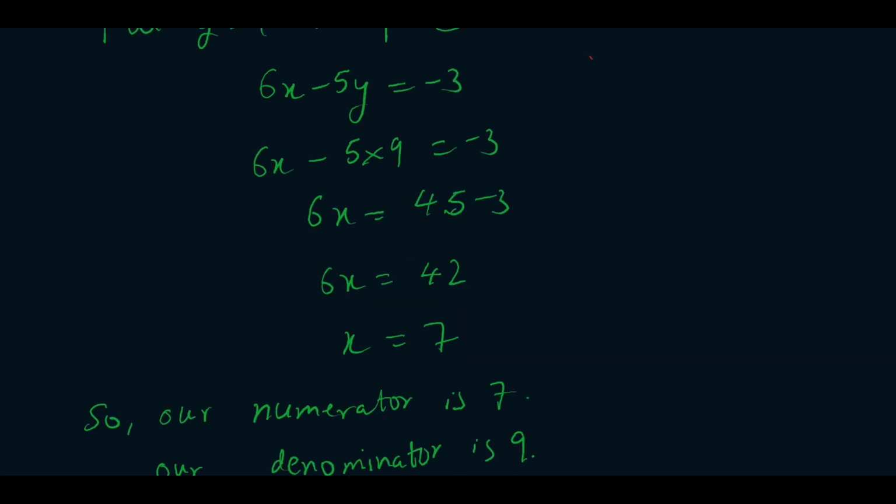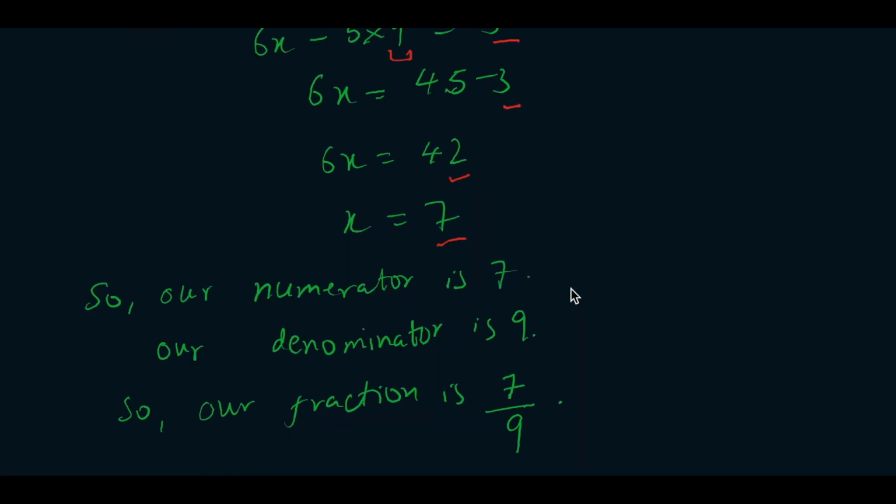Now in the place of y you can put 9. So our equation becomes 6x minus 5y equals minus 3. So 5 multiplied by 9 gives us 45. So 6x is equal to 45 minus 3. So 6x is 42. Hence the value of x is 7. So our numerator is 7 and the denominator is 9. So our fraction comes out to be 7 by 9.